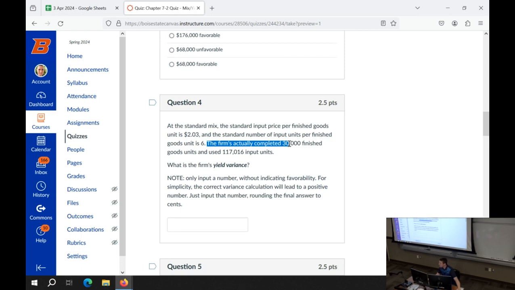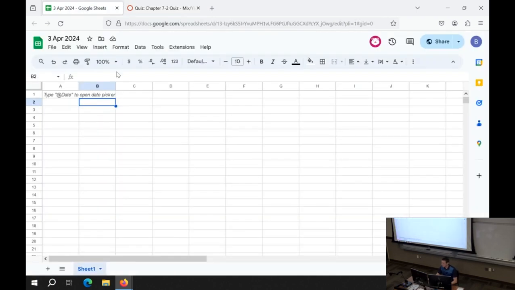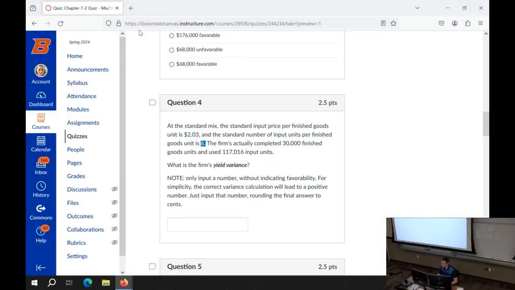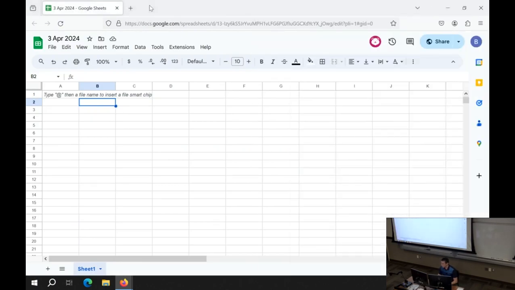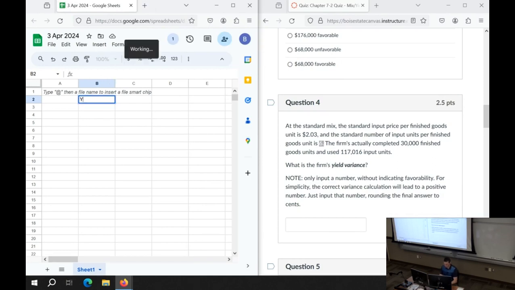The firm actually completed 30,000 finished goods units. Okay, so that's our actual yield right there. It's given to us. So we have 2 of the 3. Well, we're going to use these 2 numbers to figure out the third. So we have, in this particular problem, this is yield, open answer. We have our standard price at standard mix.